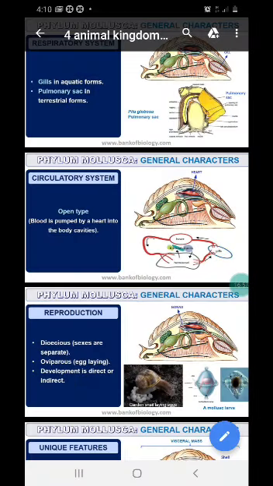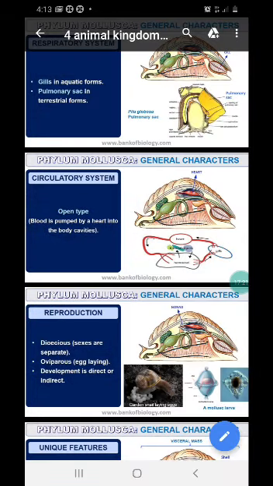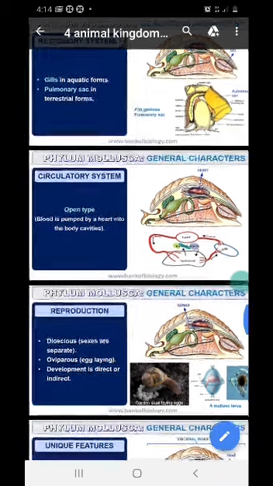Respiration is by gills in the aquatic forms and pulmonary sacs in the case of terrestrial forms. And the circulatory system is of open type. I need not again and again explain these things, children. These terms you already know, right? And they are dioecious, and reproduction is oviparous. They are oviparous, and development is direct or indirect.